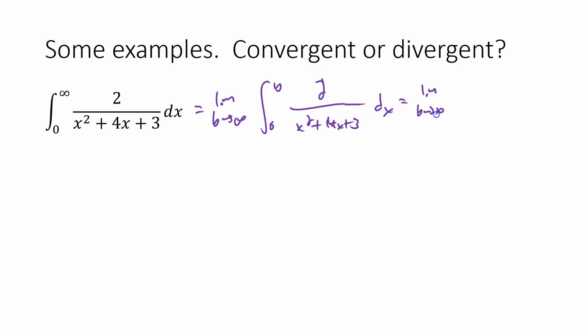Limit as b approaches infinity. I'm going to pull the 2 out to the front. We'll figure that out later. Integral 0 to b, let's factor. So we have 1 over x squared plus 4x plus 3. Looks like x plus 3, x plus 1, dx. Okay. So now we can set up our partial fraction decomposition. So we have, this would be equal to A over x plus 3 plus B over x plus 1.